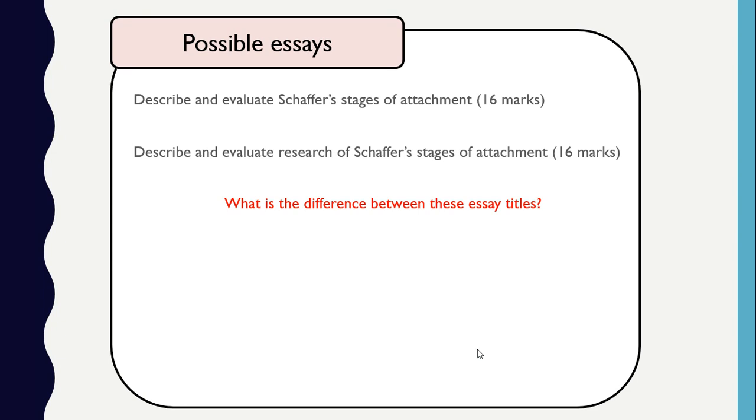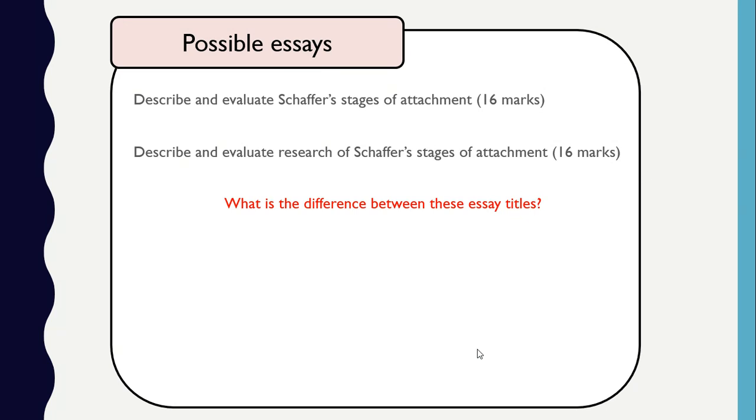There are 2 essays here, and the question in red underneath is what's the difference between these essay titles. Now, you really need to read stuff carefully in attachment because Schaefer is named, but if you remember, you can be asked about the research or you can be asked about the stages. So that first question asks about the stages of attachment. So you're describing the 4 stages and you're evaluating the 4 stages. And the second question asks you about the research. So you're describing the research and evaluating the research. Now, confusingly, I guess, Schaefer's research can be used to evaluate the stages. So the research itself can be used as an AO3 point for the stages, but these are 2 separate questions.